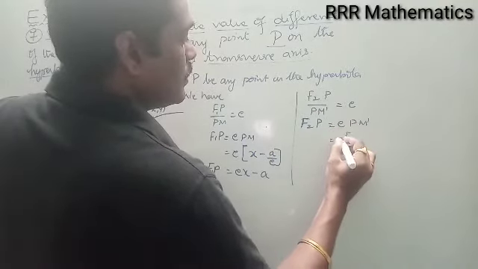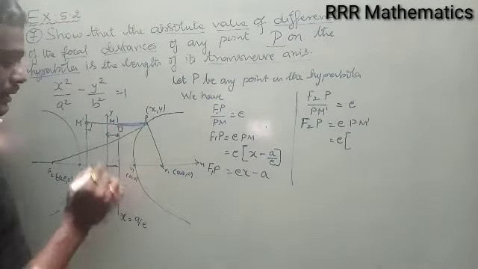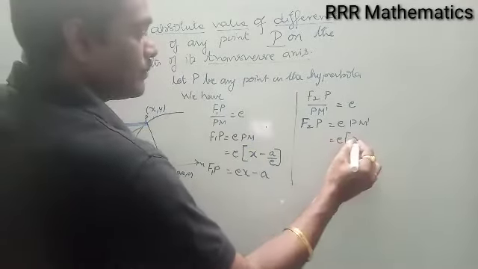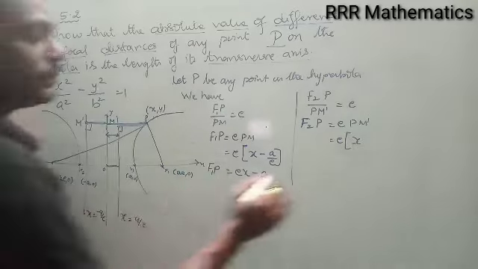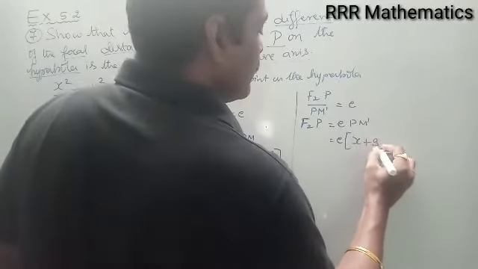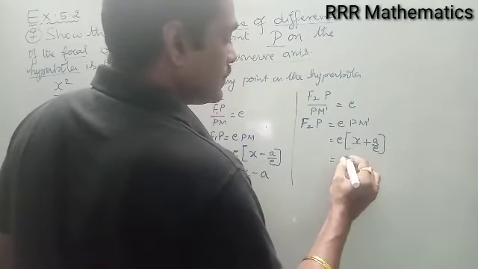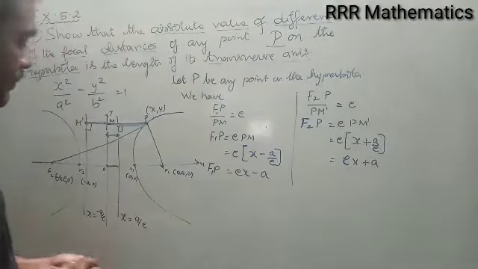What is PM dash? This distance. From the y-axis, this distance is x, and this distance is a by e. So x plus a by e. When you multiply e inside, e into x is ex, e cancels, giving a.